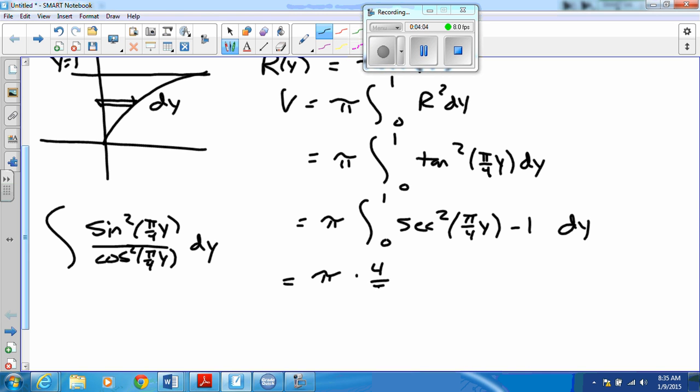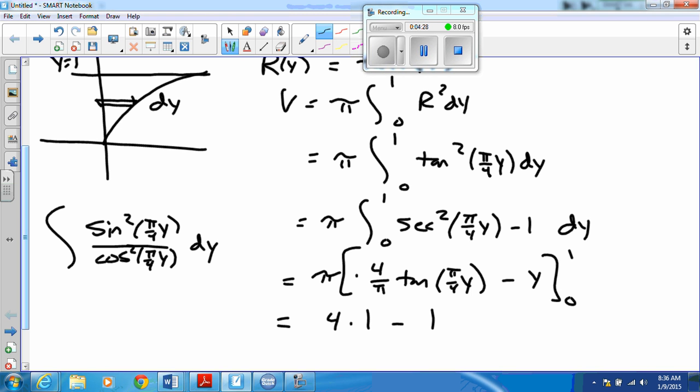We have to remember the factor for the first integral. So we're going to get 4 over pi tangent of pi over 4 y for the first one. And we're going to get y for the next one. And all of that is times pi from 0 to 1. And this is going to give me 4 times tangent of pi over 4. Tangent of pi over 4 is 1. Minus 1, times pi. And then all of that minus 0 minus 0. So I get that. I messed up something. Apparently it's algebra.